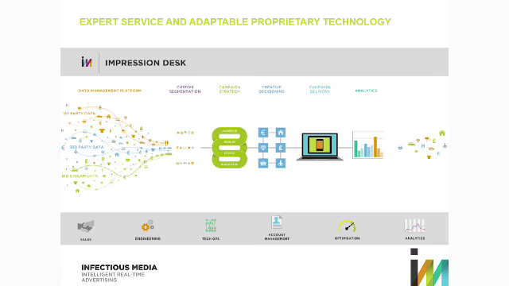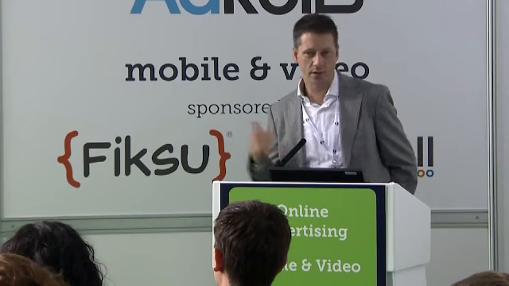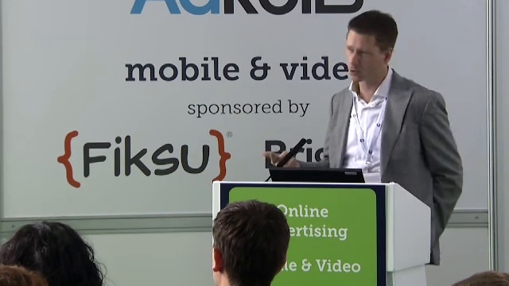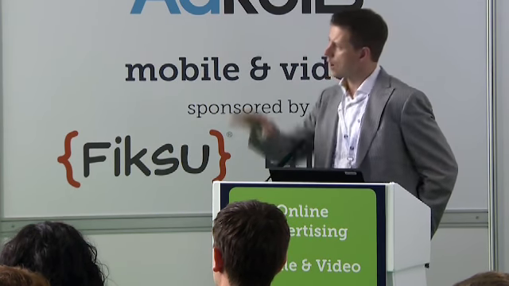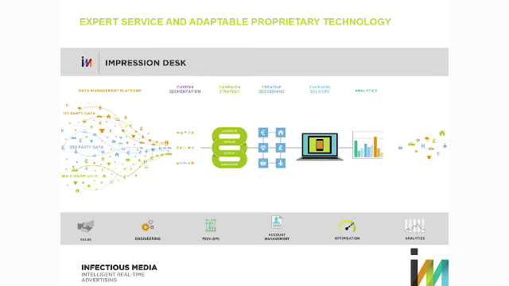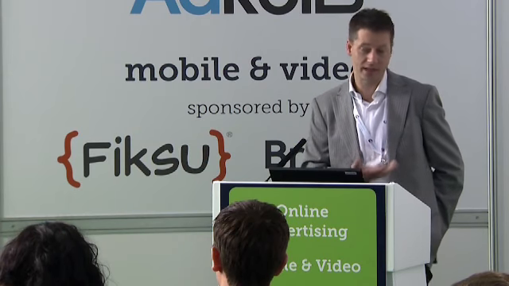So how we're doing that, we have a technology layer, and it's supported by expert services. Impression Desk is our tech layer. We have a proprietary bidder that we've built, a DMP of sorts that we're building, automated machine learning algorithms. All of that plays together, but the focus really is working with clients directly and working with their first-party data.